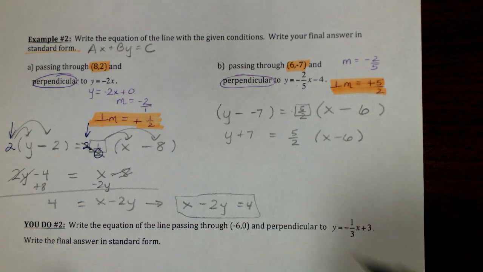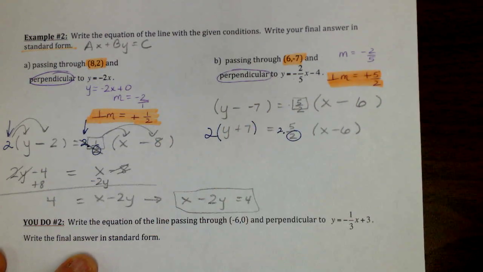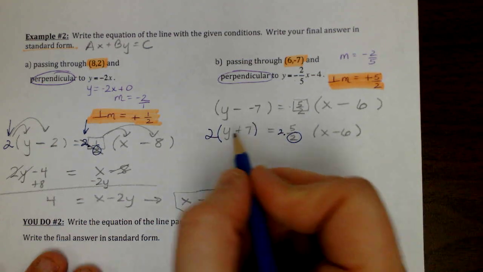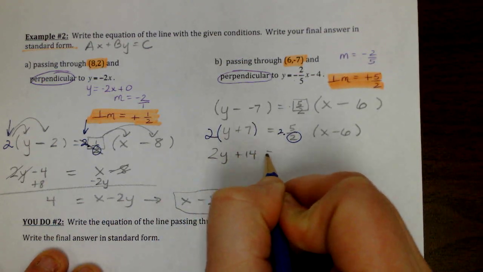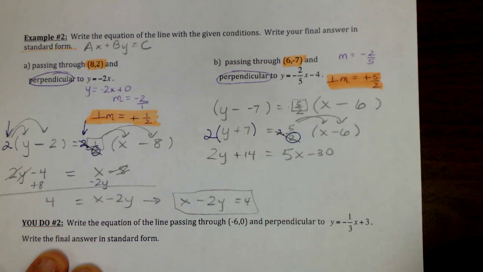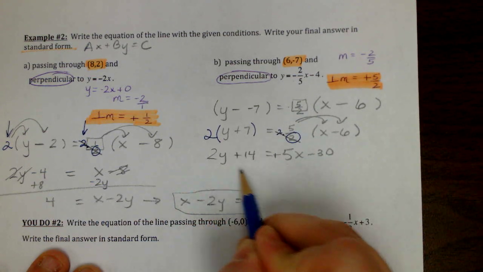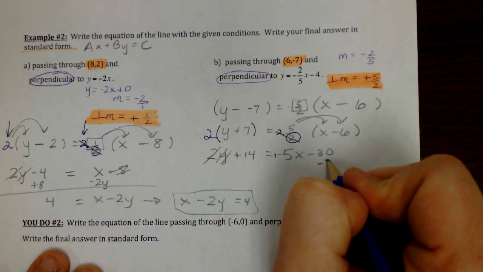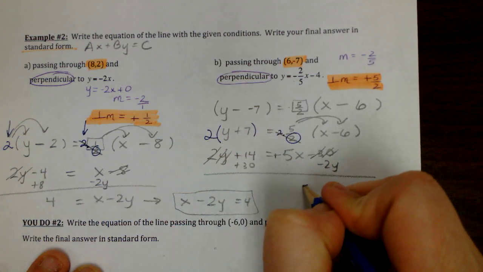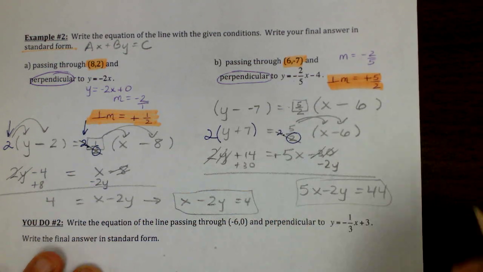All right. We've got to get rid of this 2 in the bottom. Okay, remember, standard form, not allowed to have fractions. 2y plus 14 is equal to, multiply the 5 now, 5x minus 30. Same thing, I want to keep x positive. So I'm going to bring the y over here. So I'm going to get rid of it here. I'm going to move it over here. I'm going to get rid of the minus 30 by adding 30. That's going to give me 5x minus 2y is equal to 44. And I'm done.